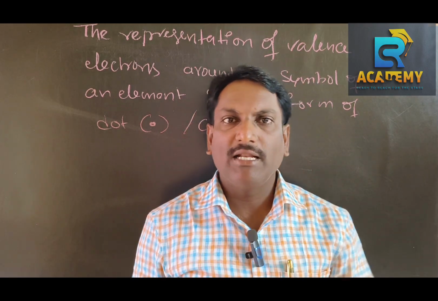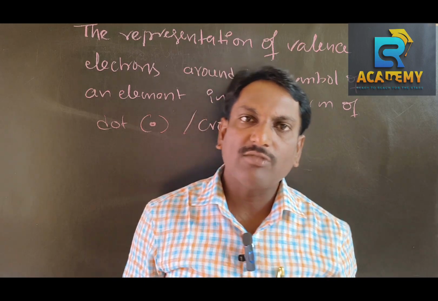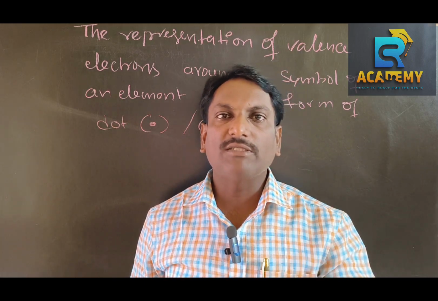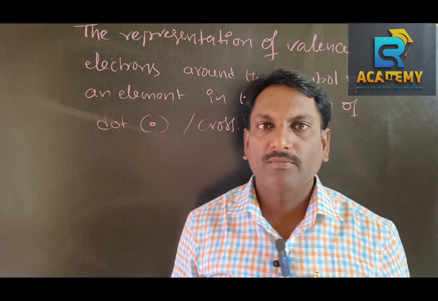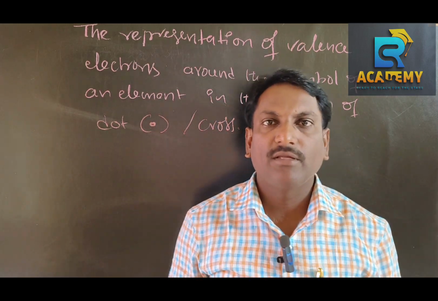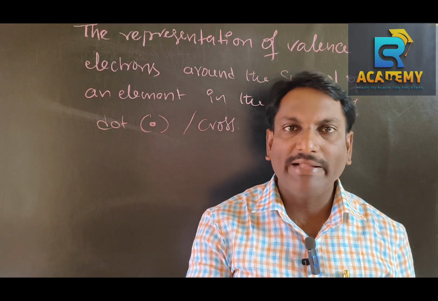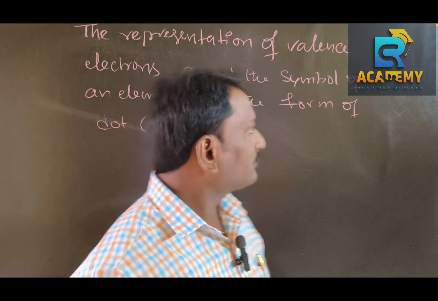What is meant by valency electrons? I said in the previous video, valency electrons means the electrons present in the outermost shell of an atom. The number of electrons present in the valency shell, the ultimate shell of an atom, are called valency electrons.